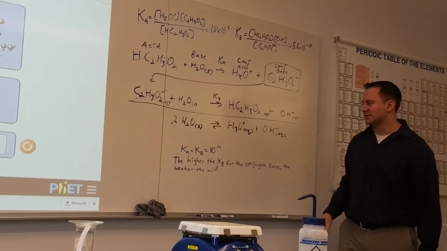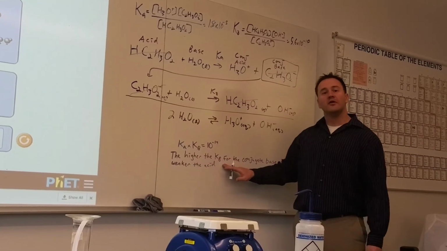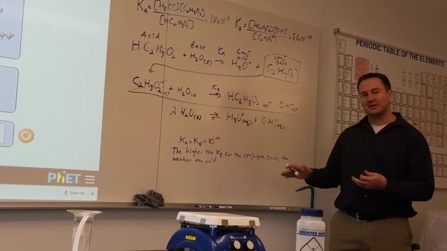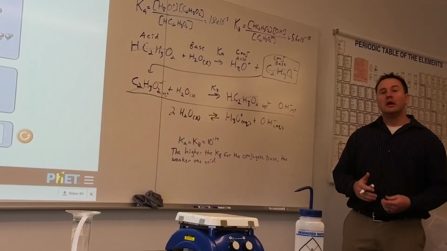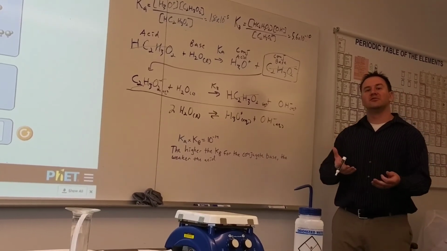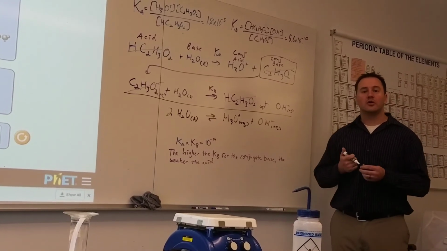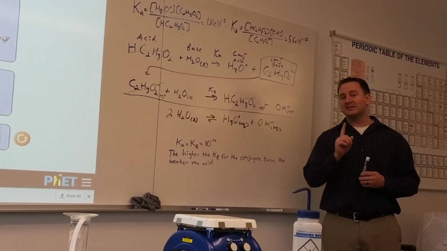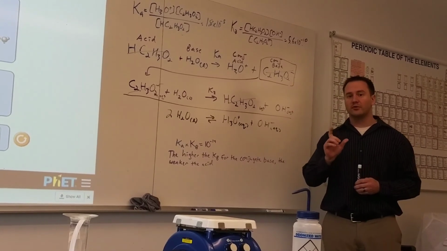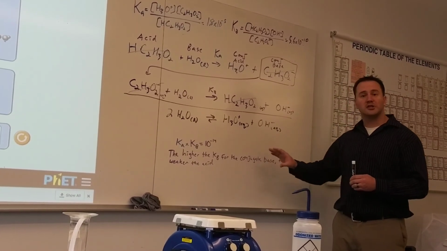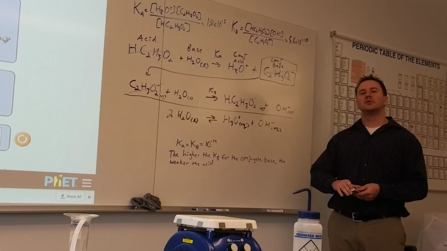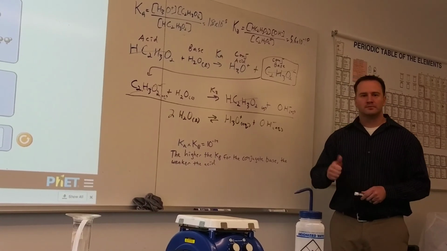So the take-home message is, the higher the Kb is for the conjugate base of an acid, the weaker the acid is going to be, because the conjugate base is going to be very good at holding on to those hydrogens, so it will be a stronger conjugate base. That does not imply that it is a strong base, however. There are a select few of these. So when we say a stronger conjugate base, that's relative to the conjugate bases of other acids.